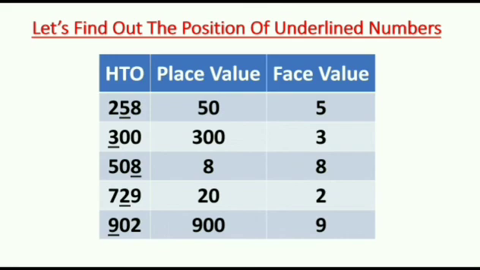In 508, the place value of 8 is 8 because it is on the ones place, and face value is also 8 because it remains the same. In 729, the place value is 20 and face value is 2. In 902, the place value of 9 is 900 and face value is 9. So like this you can find out the place value and face value of any number.